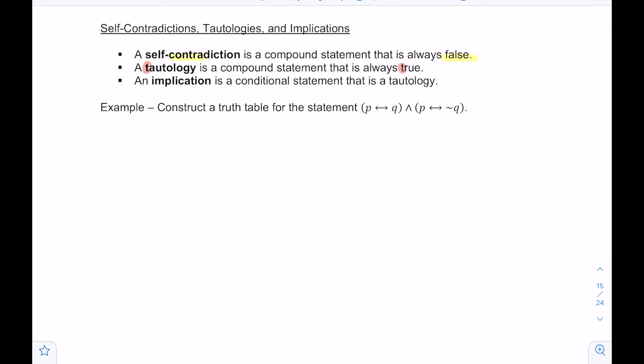Let's construct a truth table for the statement. So this, remember, says P if and only if Q, which implies if P then Q and if Q then P. And then we have, and the next part states, P if and only if not Q.